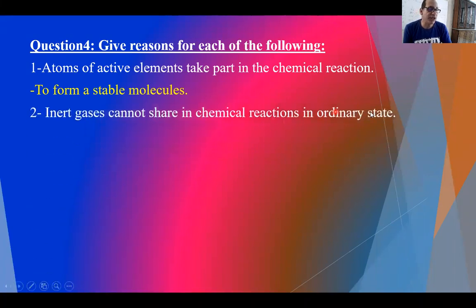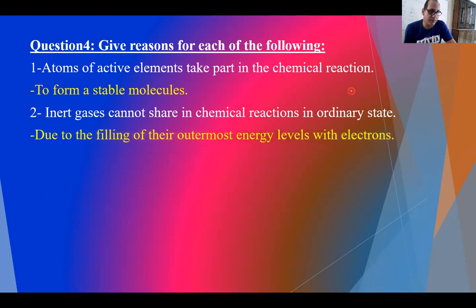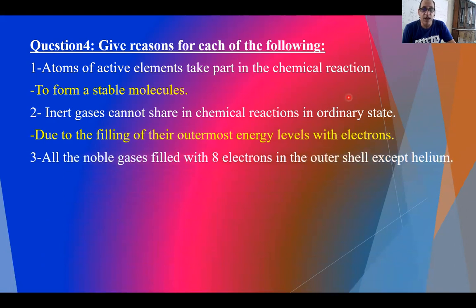Inert gas cannot share in the chemical reaction, the opposite of what we have been saying, because their outermost energy level is completely filled with electrons. I don't need to share or to gain or to lose. All of the noble gases are filled with 8 electrons in the outer shell except helium.